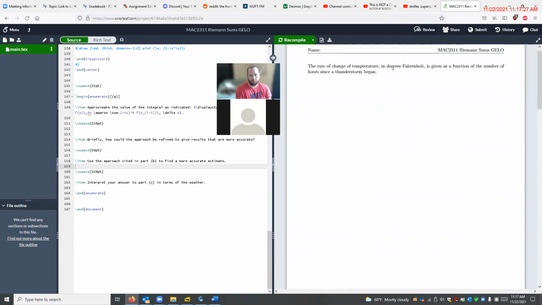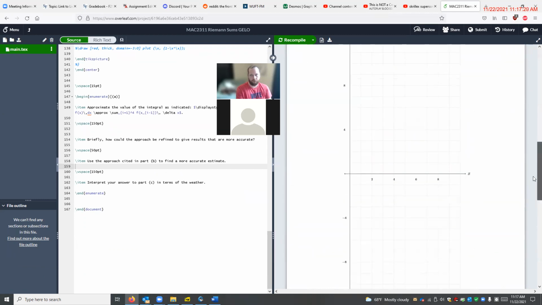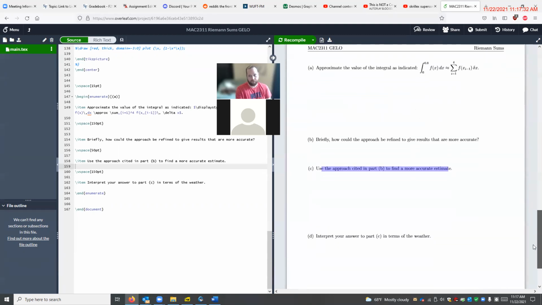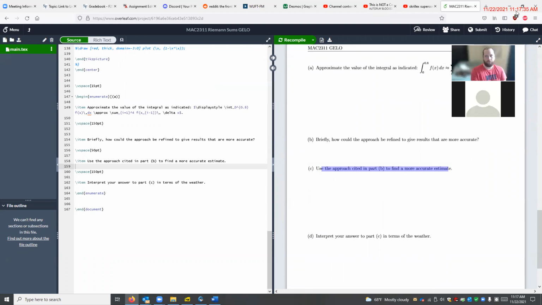So remember, this is a rate of change for temperature. So the integral of the rate of change is the net change. And that's what we want you to do.